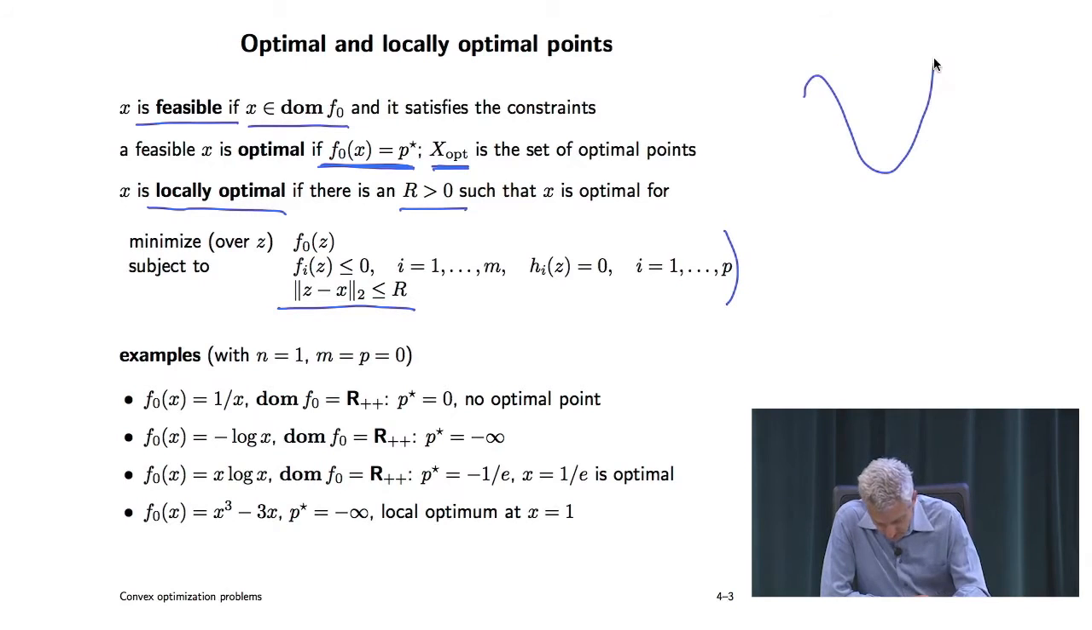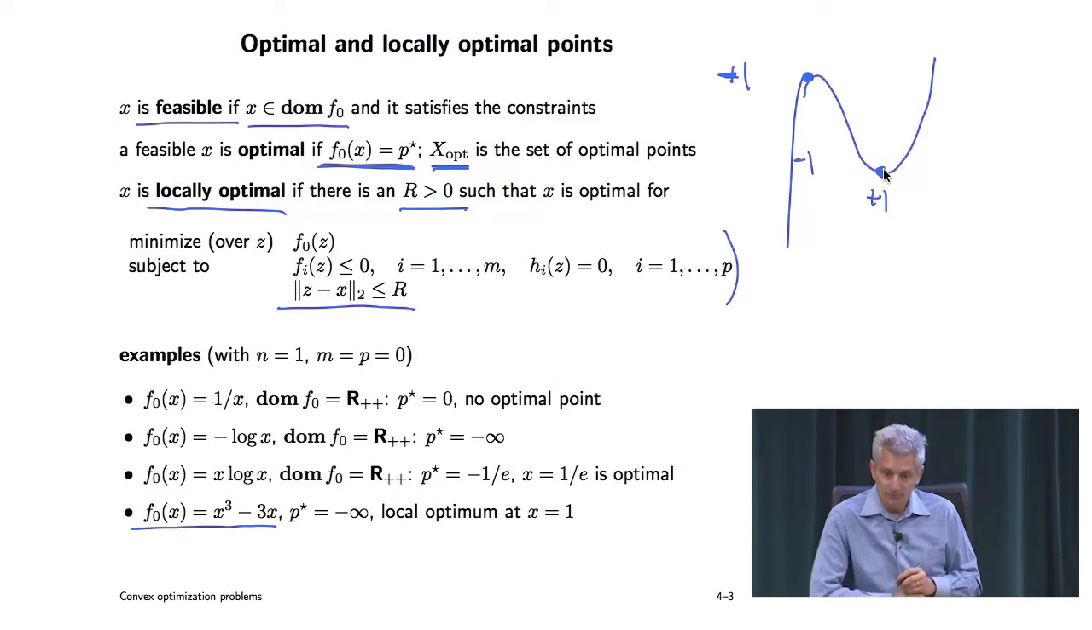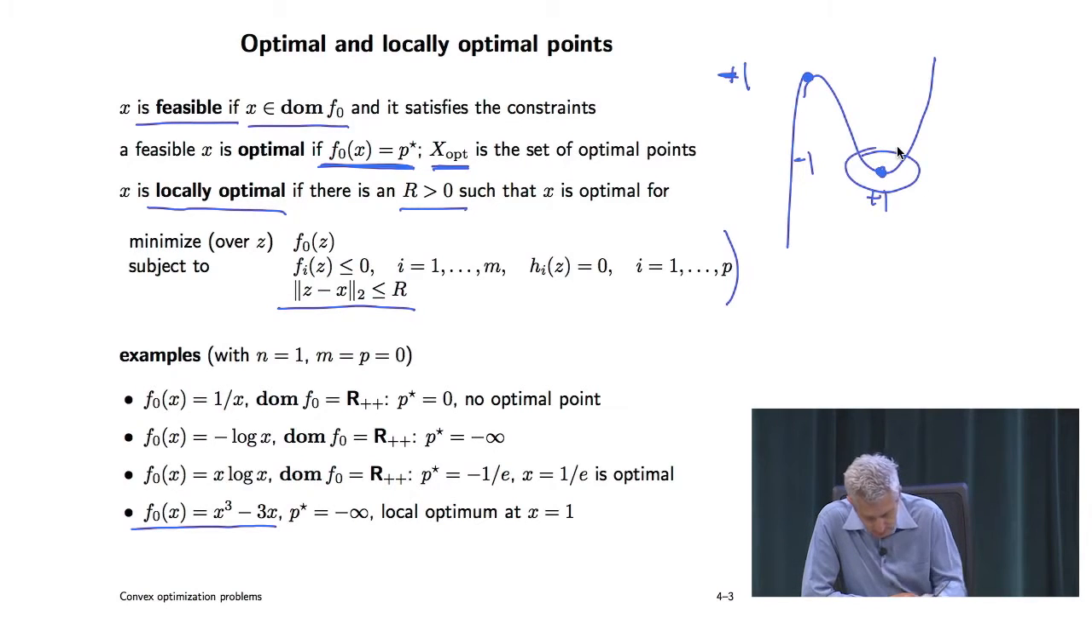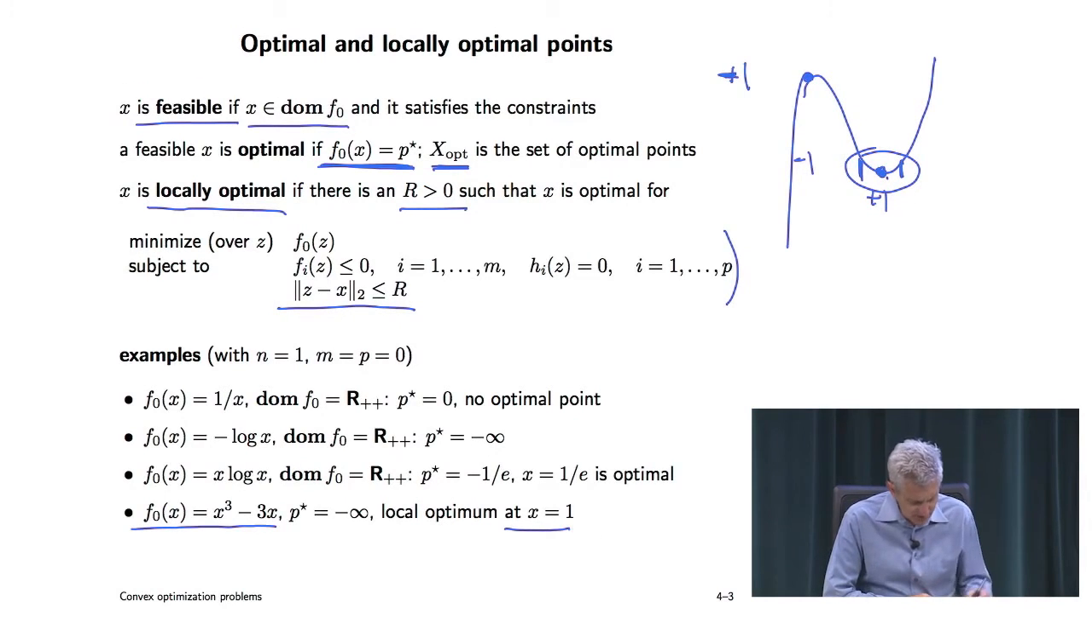Here, let's draw a function. Well, in fact, our function will be this one, x cubed minus 3x. That looks like this. It's got a local maximum at minus 1, and at plus 1, it's got a local minimum. And the claim is that this is a local minimum because if I were to add the constraint that you're between here and here, then for sure x equals 1 is the optimal point for that problem. Okay. Let's look at some simple examples.